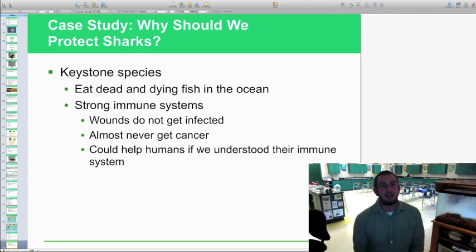And our last one is our case study, why should we protect sharks? Sharks do a lot of different things. They eat dead and dying fish in the ocean. They're great cleaner-uppers. They have very strong immune systems as well. Their wounds do not get infected, and they actually almost never get cancer.